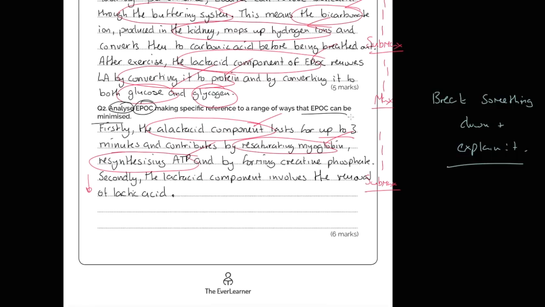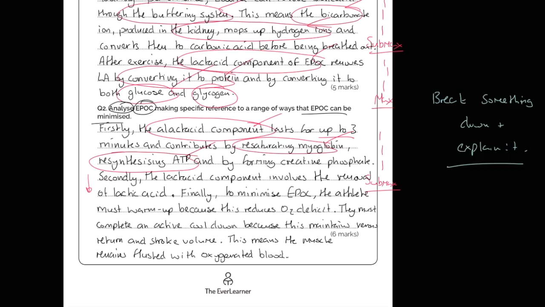I have to show about ways that EPOC can be minimized. Well, what have I put? Finally, comma, to minimize EPOC, comma, the athlete must warm up, okay? Because this reduces oxygen deficit. They must complete an active cool down. And now I'm into my maxes. Because this maintains venous return and stroke volume, this means the muscle remains flushed with oxygenated blood.